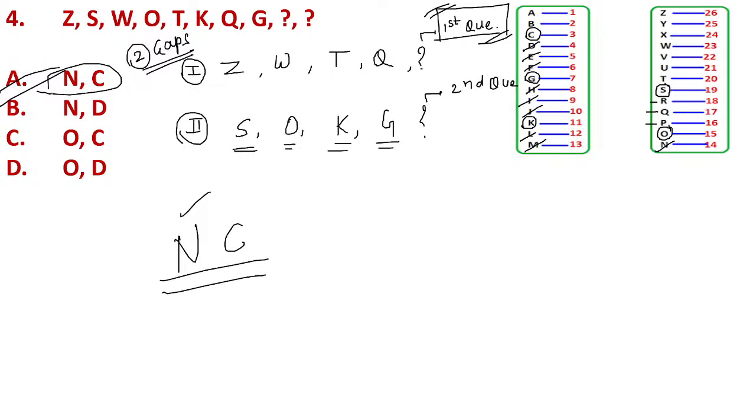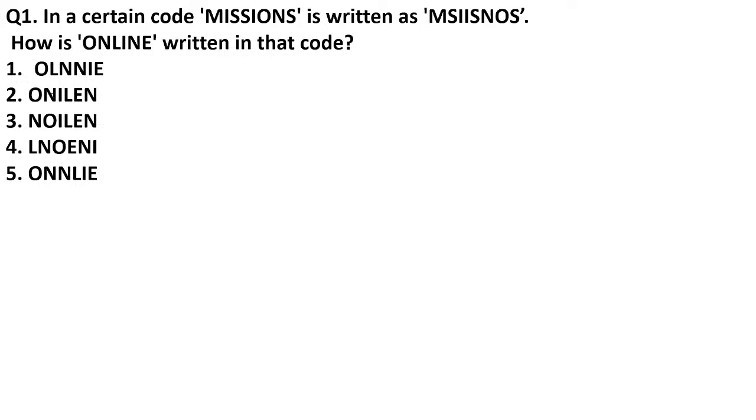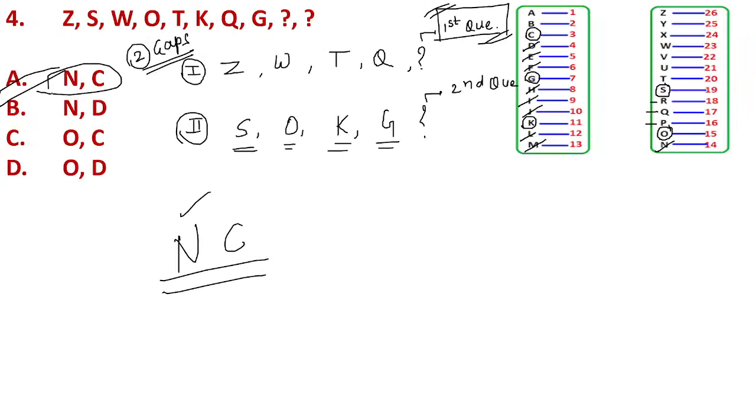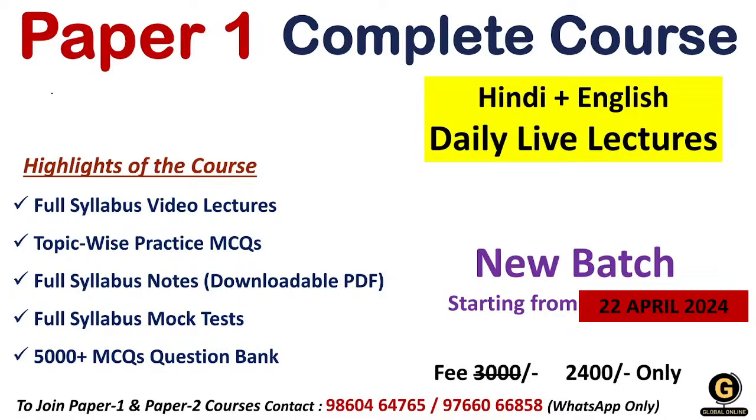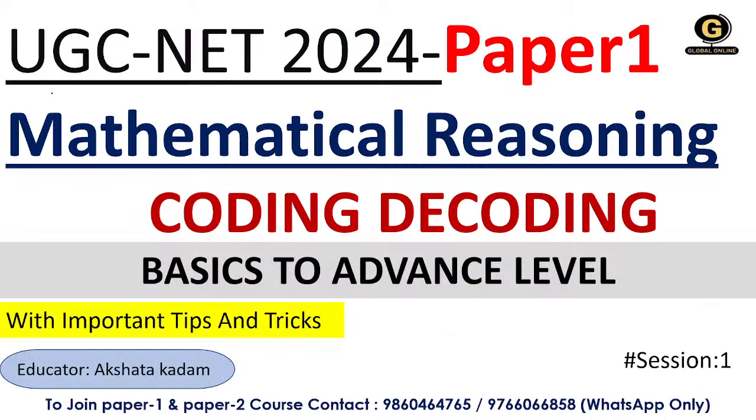So these are the categories of questions that can be asked in the alphabetical series. I hope you are now well acquainted with this category. Done? Everyone? Okay. So now let's move on to the next topic, the highlighting topic which we were discussing at the starting of this lecture, that is coding decoding.